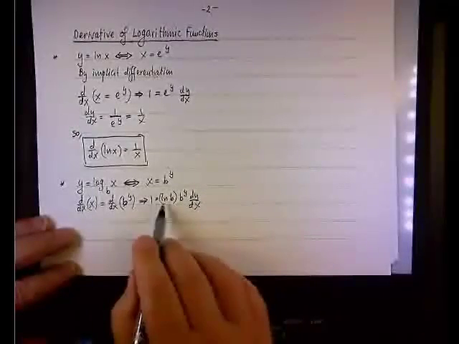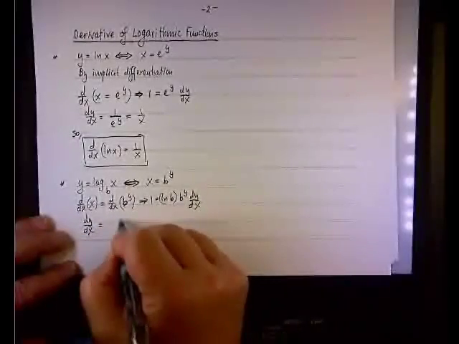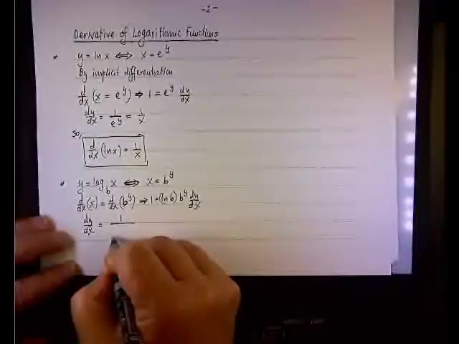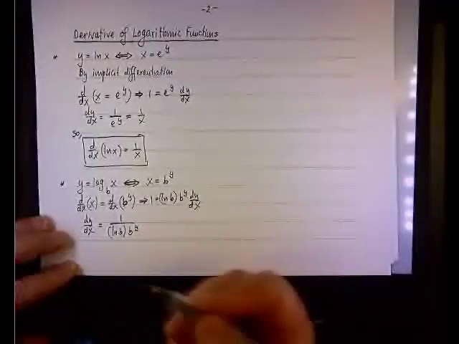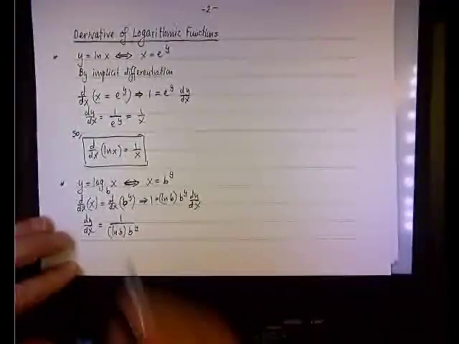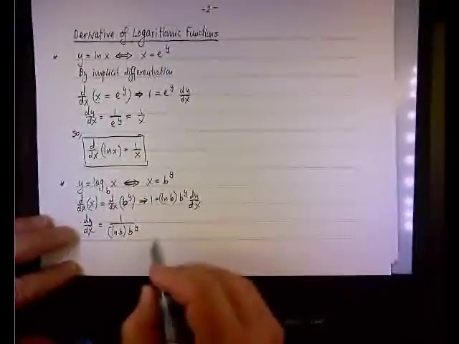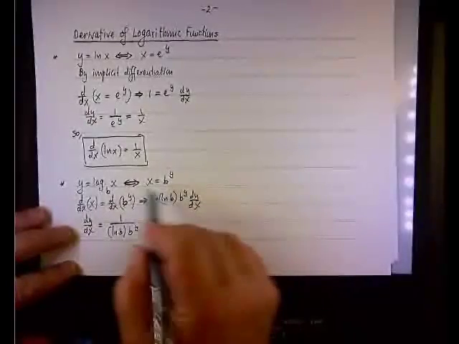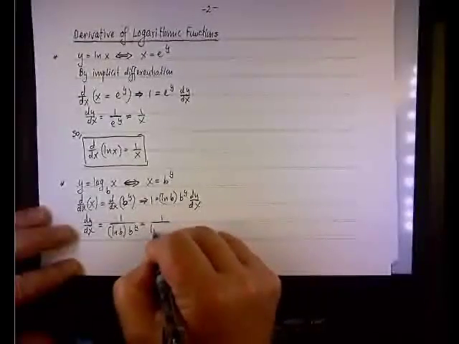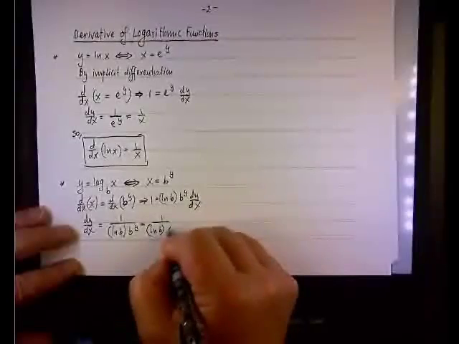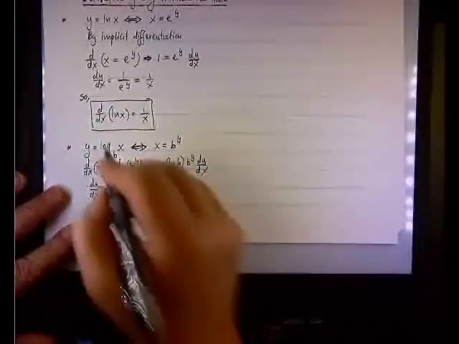So it turns out that dy/dx by itself, as before, will be 1 over the natural log of b times b to the power of y. But what is y? y is the log base b. So we need to make a little adjustment here. Since b to the power of y is x, we end up having 1 over the natural log of b times x. So here's the other rule for the logarithmic function.